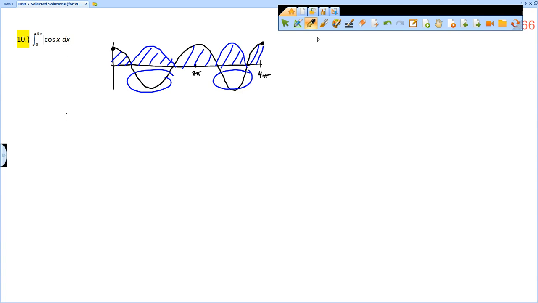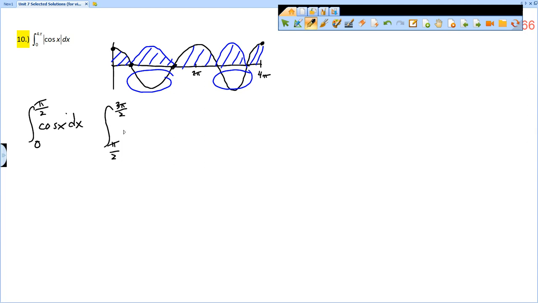Now, the way that we do this is we need to split up the integral into these separate regions. I'm going to take the first region, which is 0 to what? Well, cosine is 0 at pi over 2. So we're just going to integrate from 0 to pi over 2 cosine x dx. Then this part was the integral from pi over 2 to 3 pi over 2. That's the next time that cosine is 0.